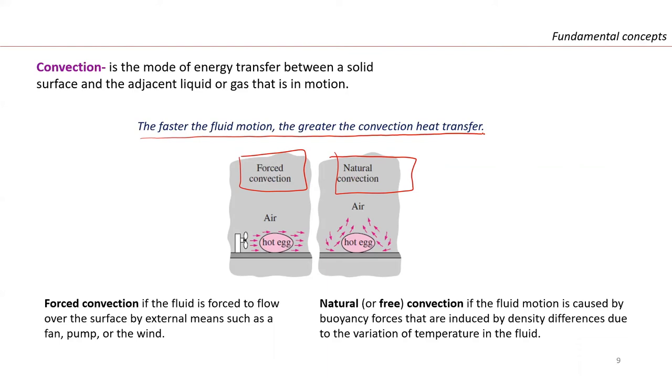So we can have forced convection, and as you can see here by this little drawing, in forced convection the fluid is forced to flow over the surface by external means. That means a fan, a pump, or the wind. We can also have natural convection. In here, the fluid motion is caused by buoyancy forces that are induced by differences of densities in the fluid. Like I already explained, when you heat a liquid in a pot, you have a density change, then there's a fluid motion. Very small, but there's a fluid motion, not as in forced convection when we have the pump.